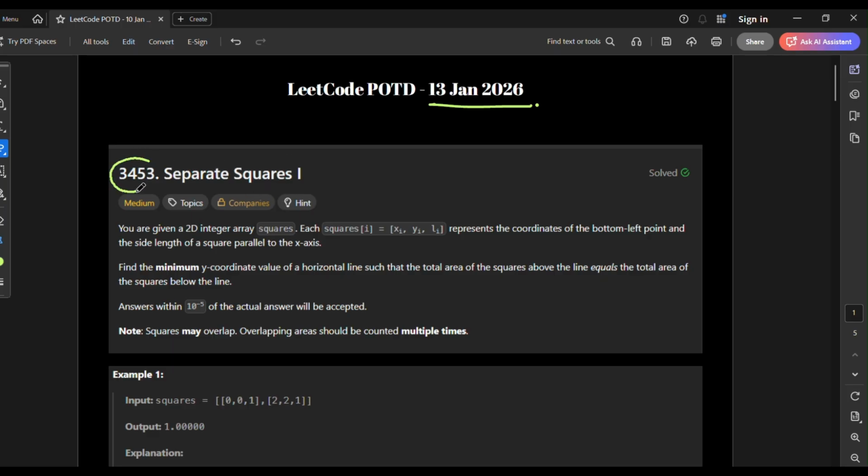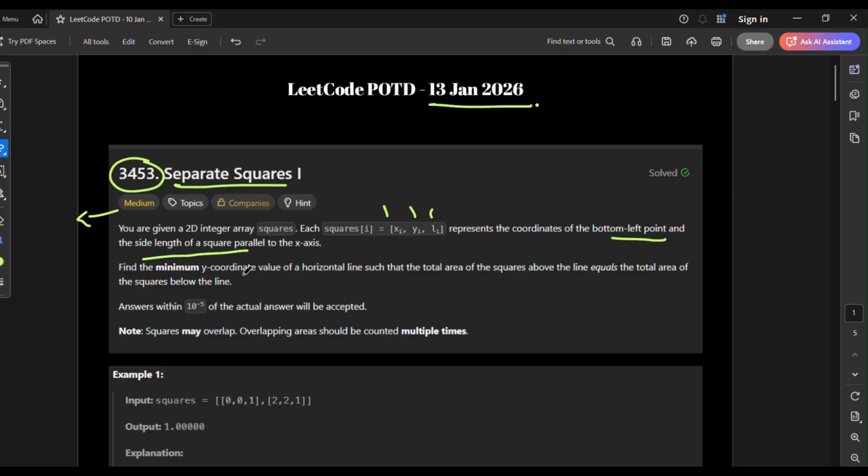So this is question number 3453, and this is Separate Squares I. It is a medium type of question. You are given a 2D integer array squares, where squares[i] is xi, yi, and li, which represent the coordinate of the bottom left point, and the side length of a square parallel to the x-axis.